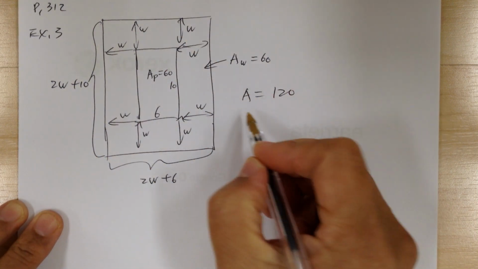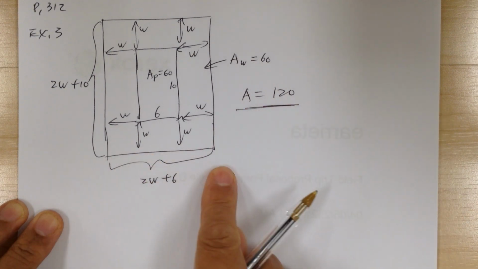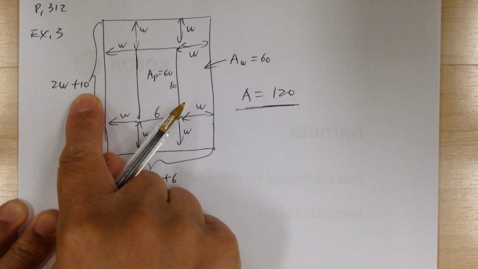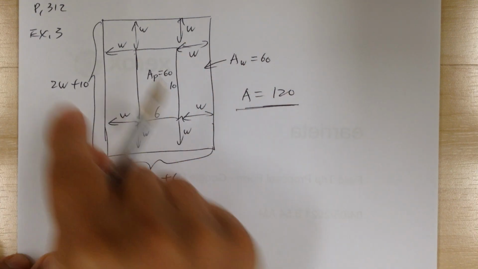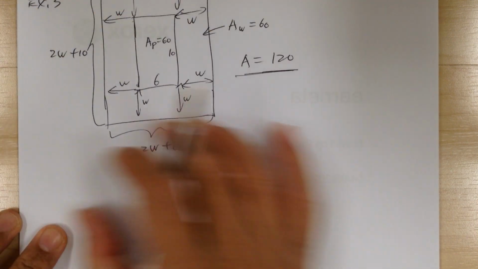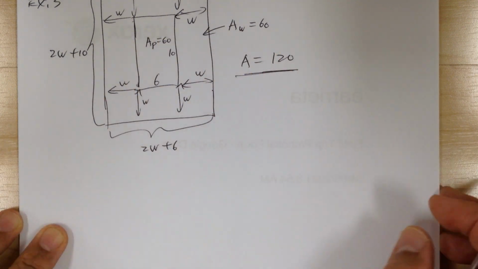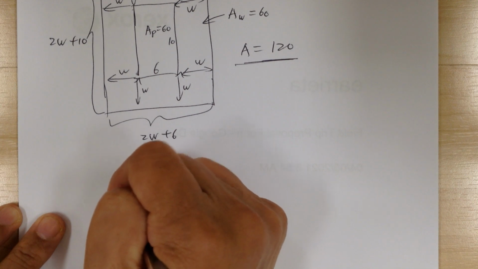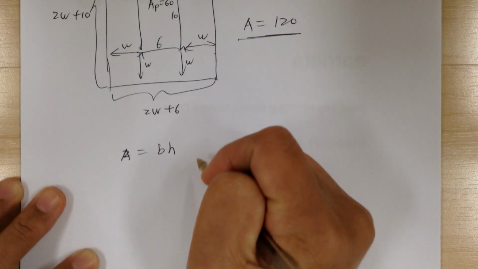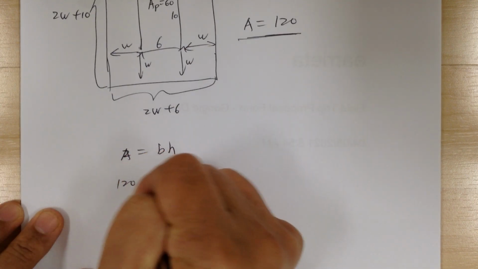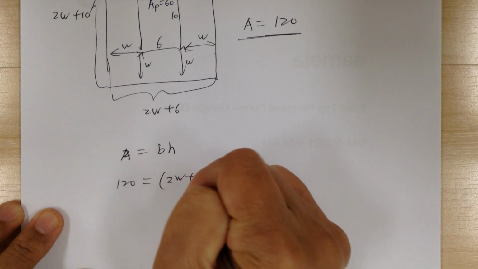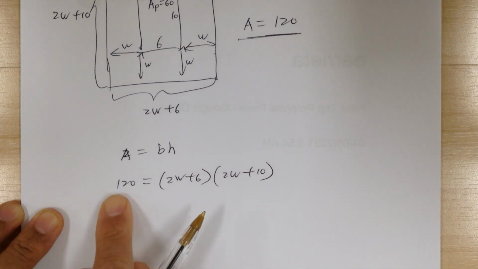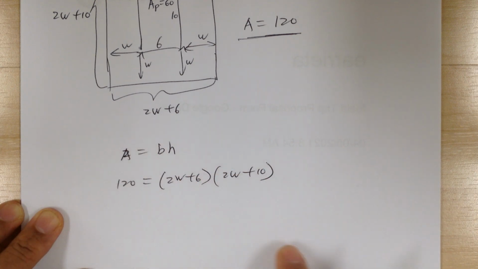So you got the area equal to 120, and you got the base is 2W plus 6, and the height is 2W plus 10. So you can just use base times height equal to area. Again, you have to do a little bit of work before you actually jump in and try to solve the problem. So 120 equal to 2W plus 6 times 2W plus 10. Area equal to base times height, so you substitute everything in there.